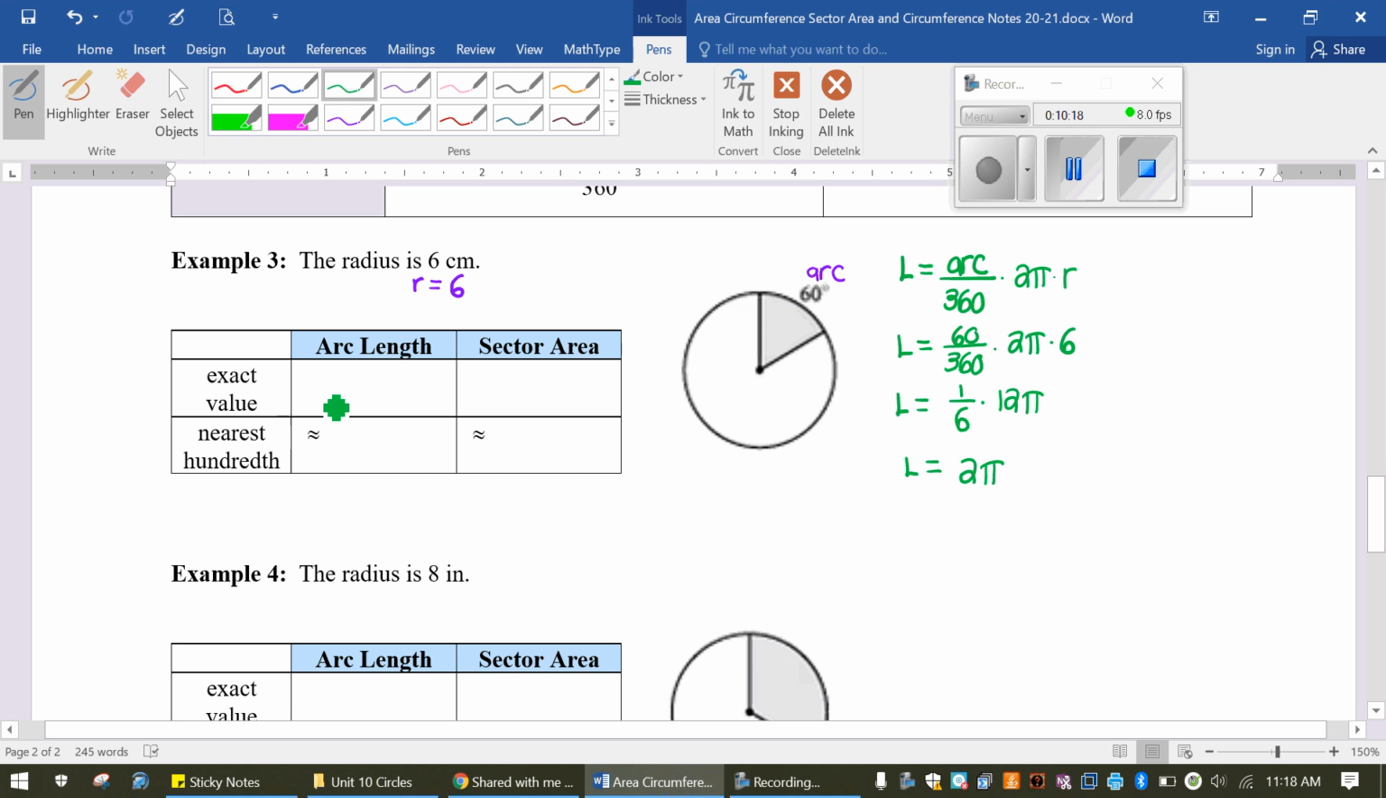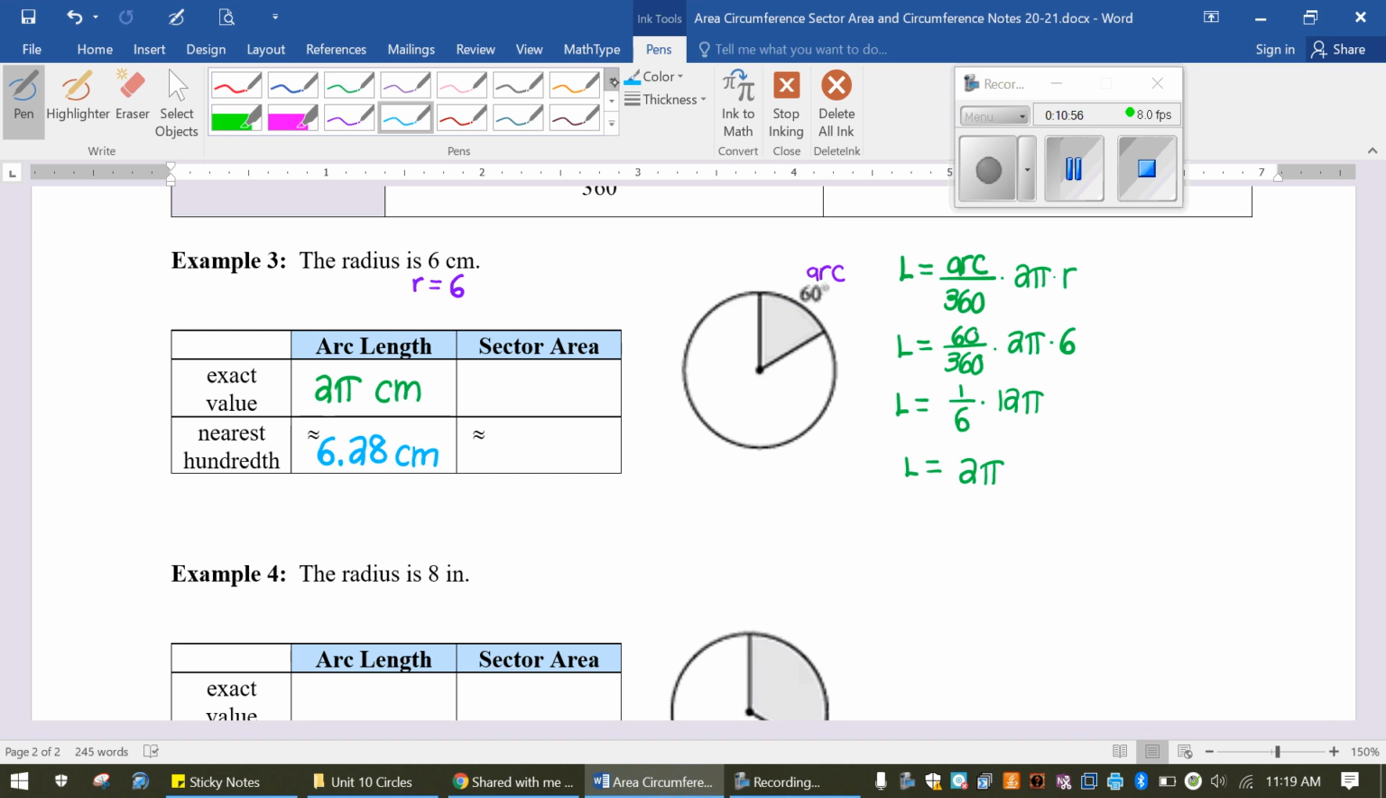So the exact value of my arc length would be 2 pi centimeters. If you did type in 2 times pi into your calculator, to the nearest hundredth, or 2 decimal places, you would get 6.28 centimeters. I'm actually okay with either answer. If you leave it in pi form or if you do the decimal form, either one will be okay on all the homeworks that I give you. All right, let's do the sector area.